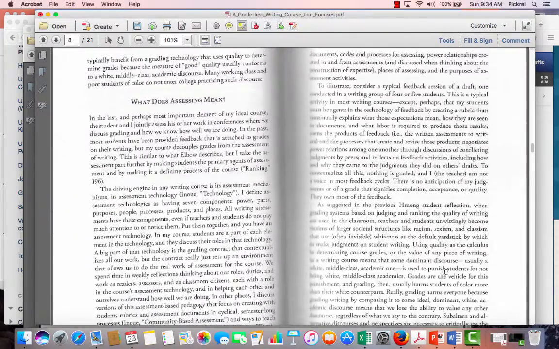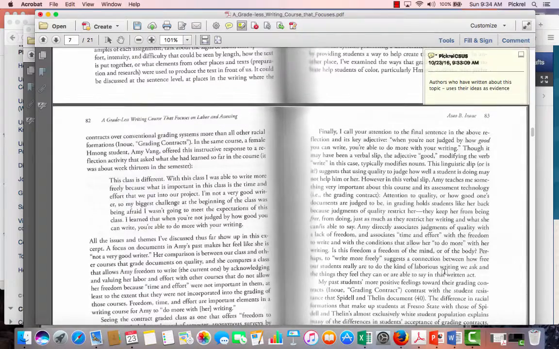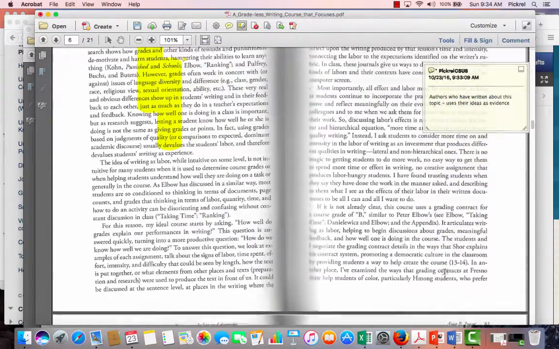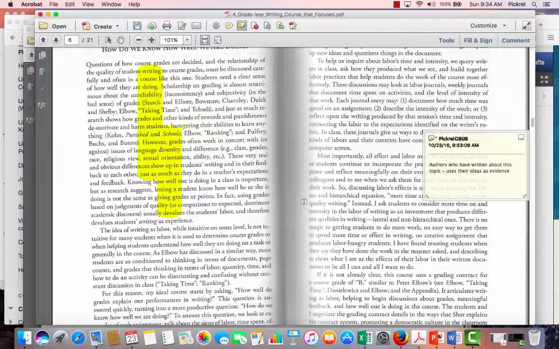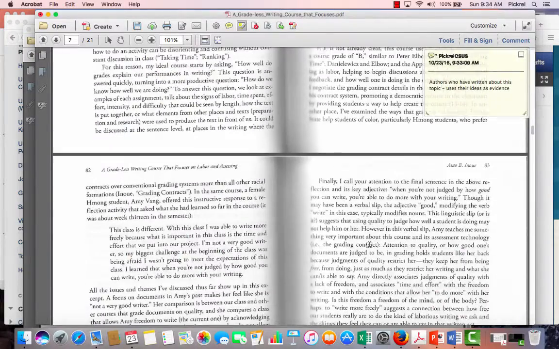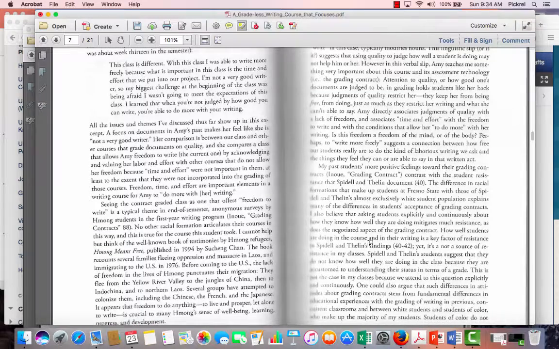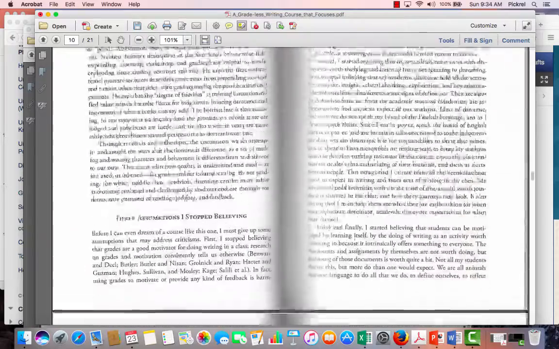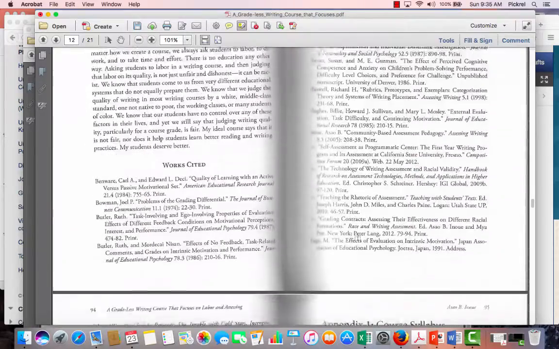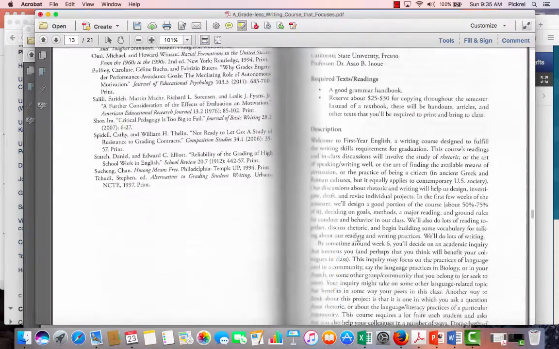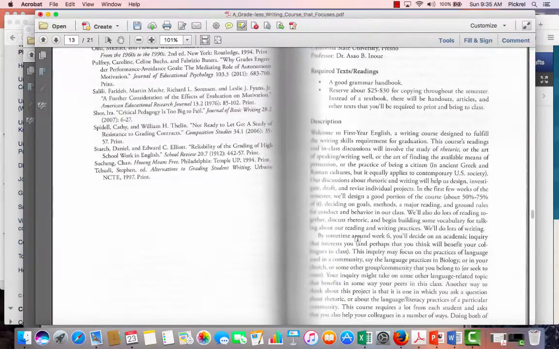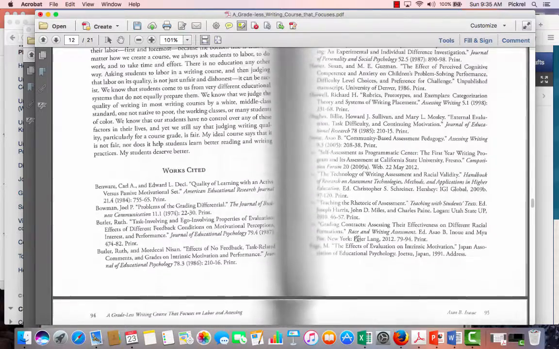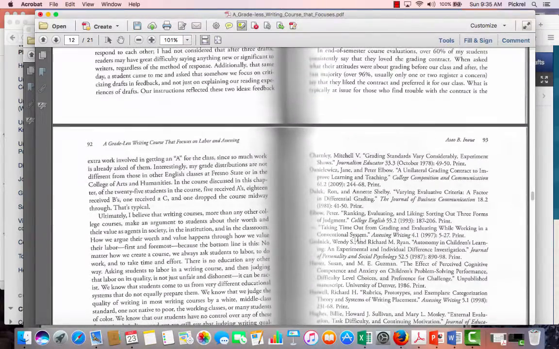Other places where he's bringing in outside sources, he tends to just use them in a parenthetical citation. Here we have a list of several authors. And of course, for this particular article, the works cited page is extensive. We have all of the sources that he's used or read to construct the article in the citations page.